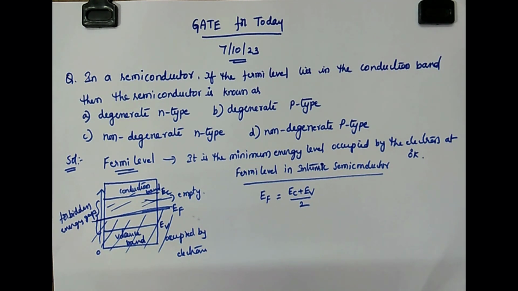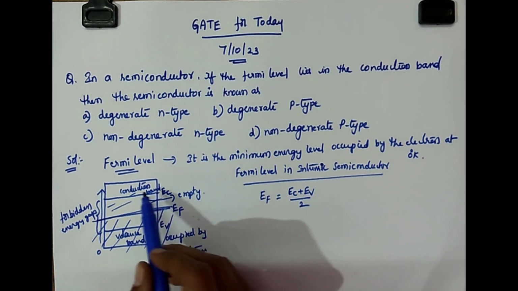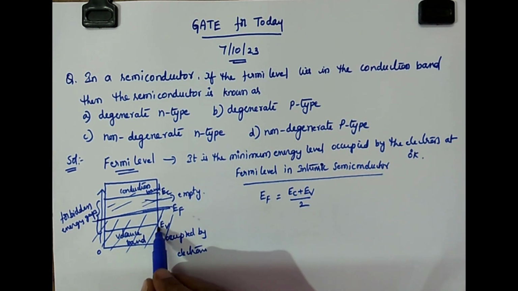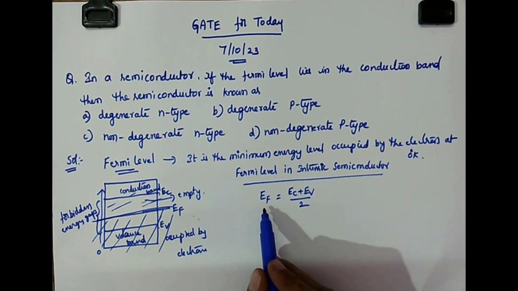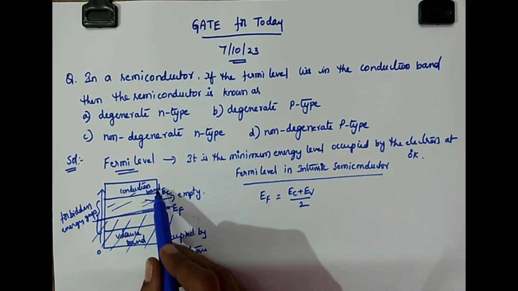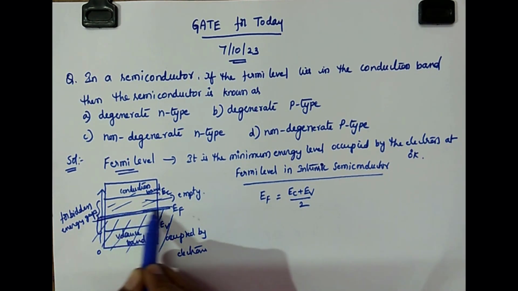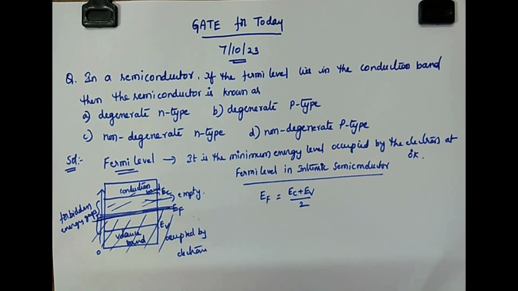What is the meaning of (EC plus EV) by 2? See here, in the band diagram, this is EC and this is EV. This EF is exactly at the middle of your forbidden band, like this. It is exactly at the middle of your forbidden band. So that is for intrinsic semiconductor.